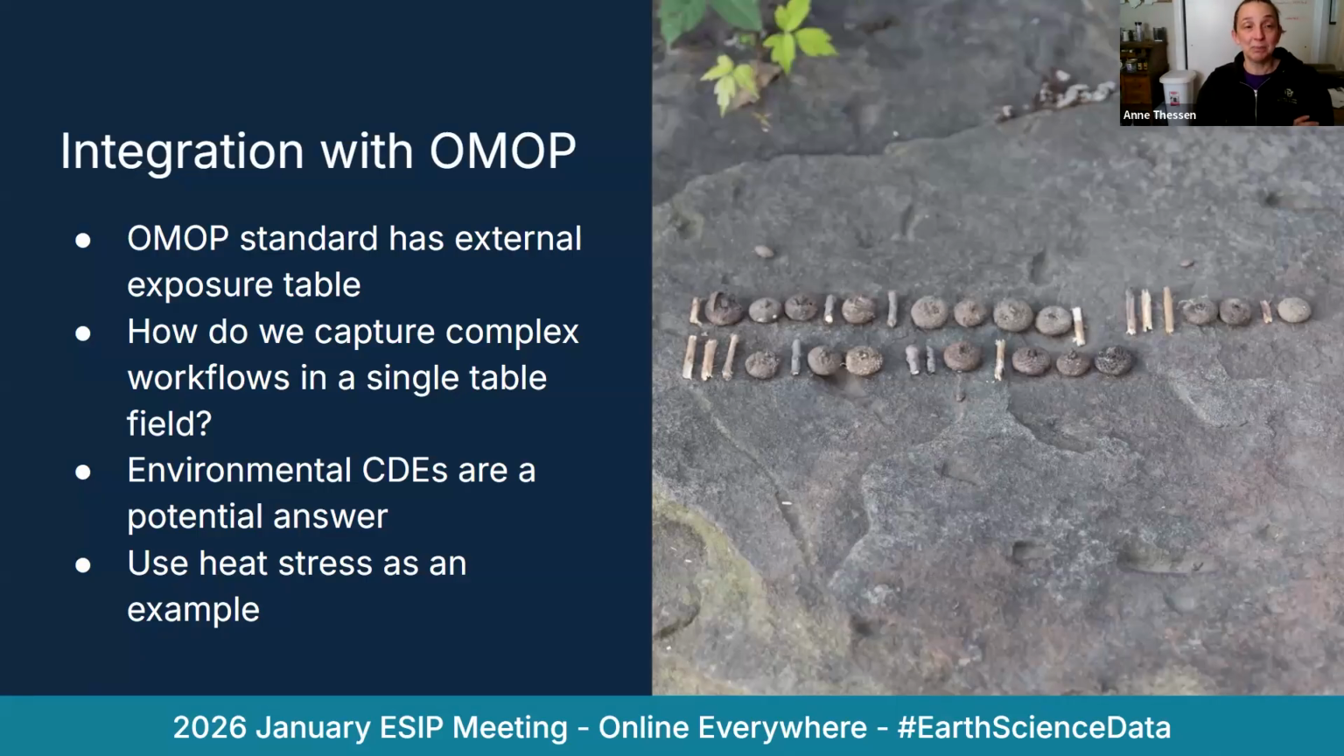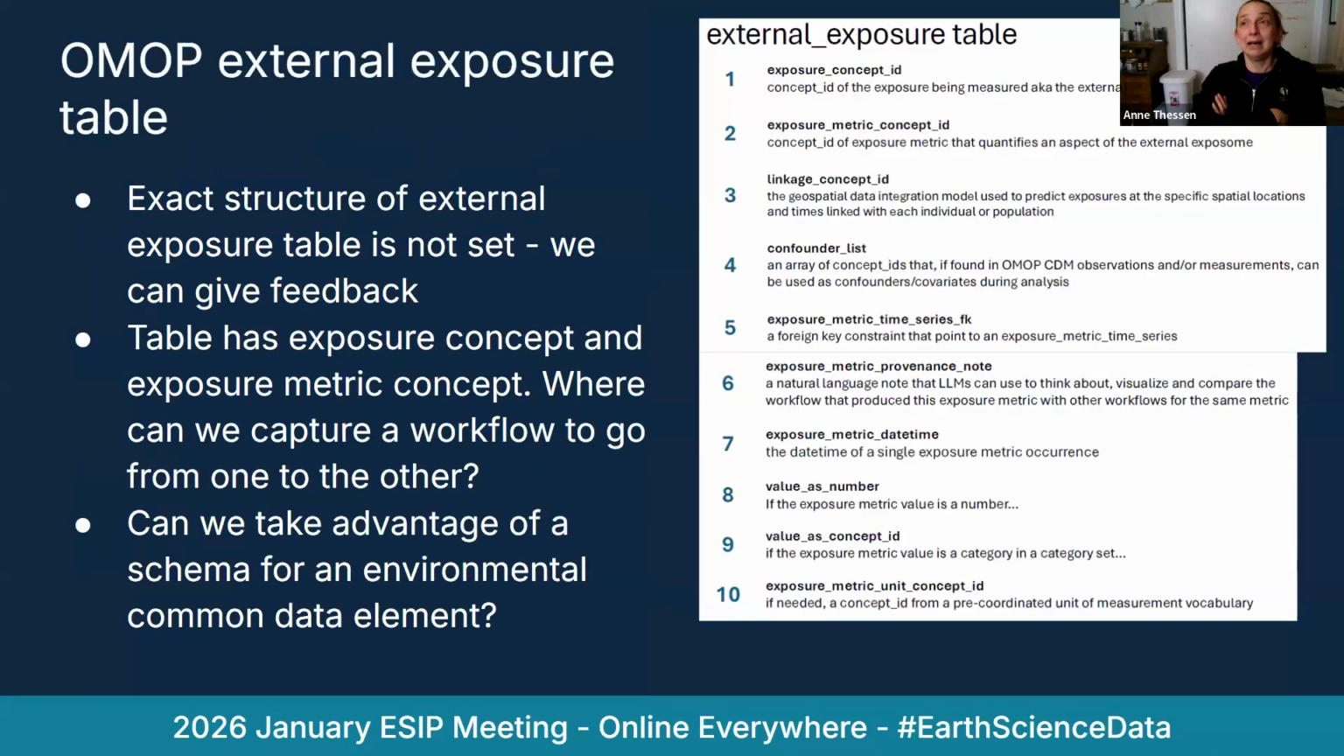I was hoping that one of the breakout groups could look at heat stress as an example. This example is important for an HIV and climate change use case that the Odyssey group, which is the group that develops OMOP, is using to validate the workflow. The exact structure of the external exposure table has not yet been set in stone, so we have the opportunity to give some feedback here.